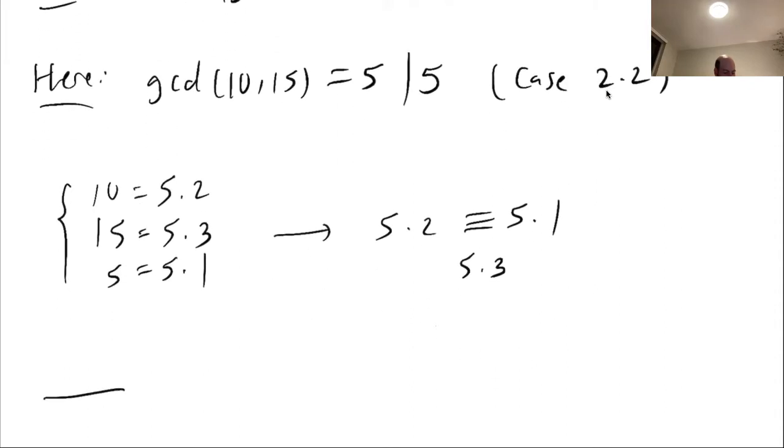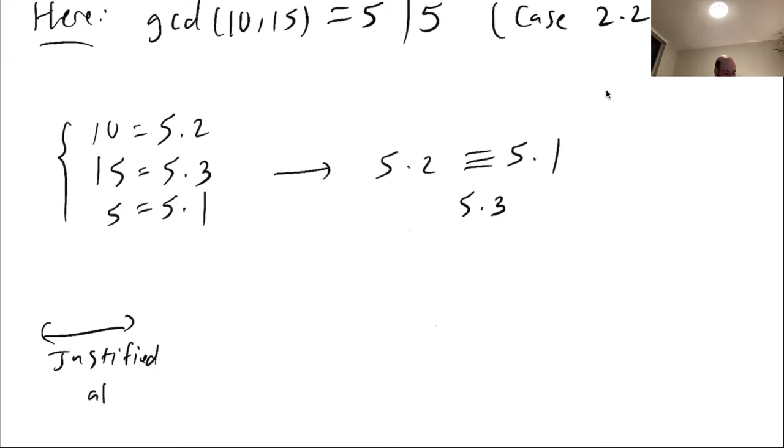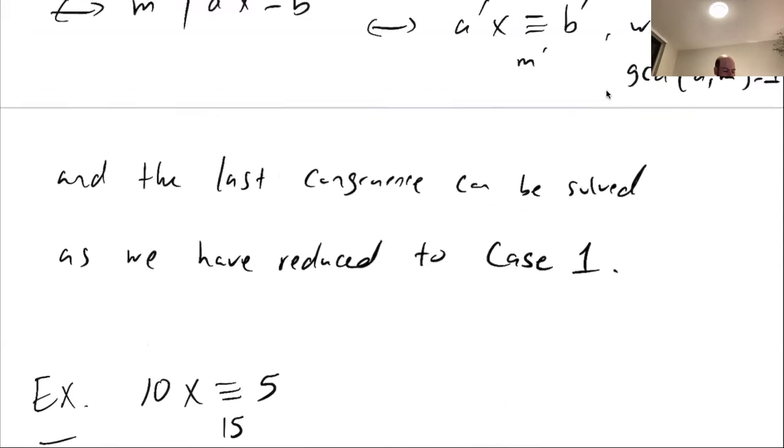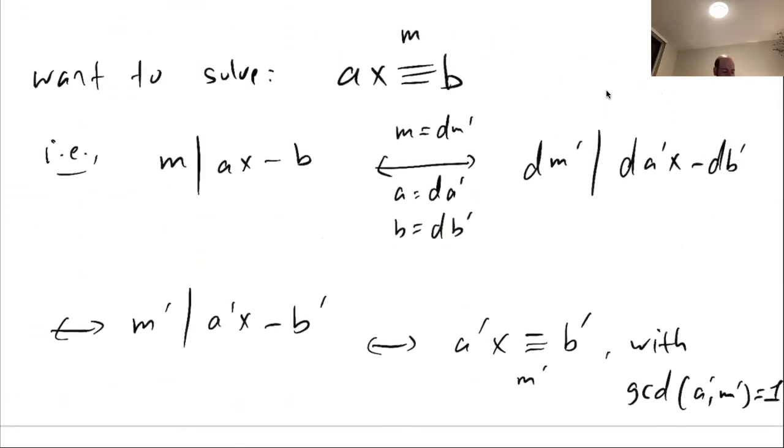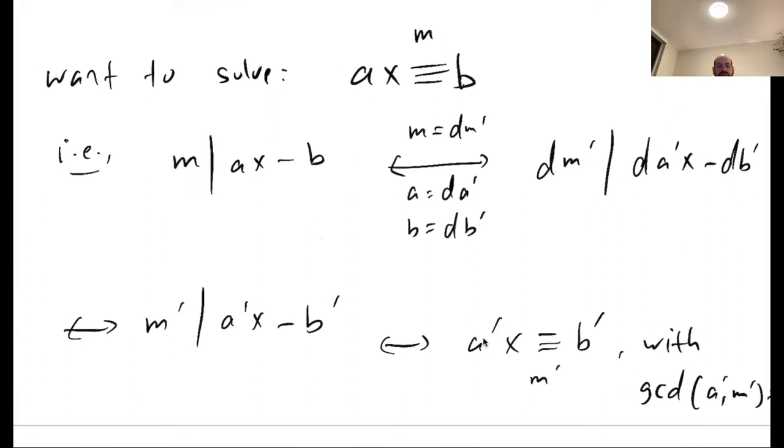And we saw, justified above, that we are allowed to cancel 5 and divide all these numbers by 5. Because if you look at the recipe in case 2.2, we said that AX congruent B mod M has the same solutions as A prime X congruent B prime mod M prime. And what are A prime, B prime, M prime here?